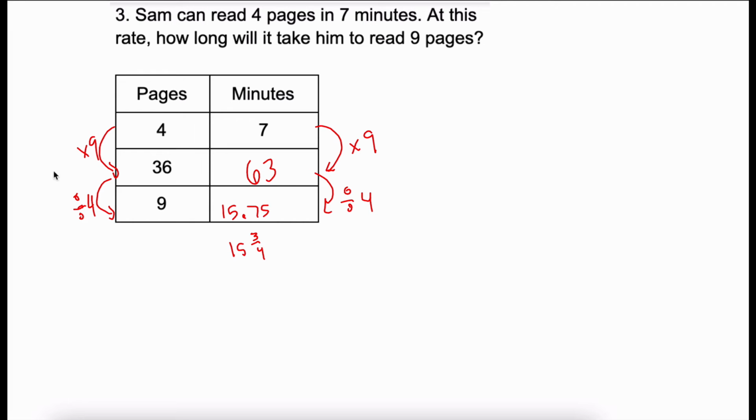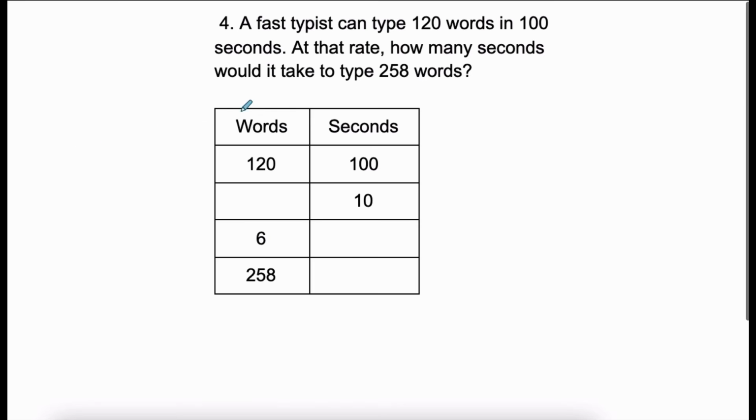All right, that brings us to the fourth question. A fast typist can type 120 words in 100 seconds. It's pretty crazy. At that rate, how many seconds would it take to type 258 words? So you could try to find some way to get directly from 120 to 258. I didn't want to do that, so I was trying to guide you to some other ways to get there.